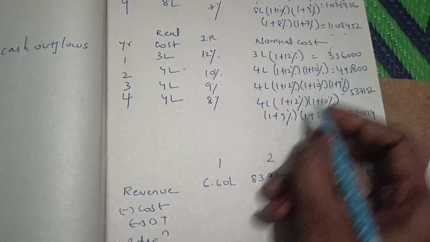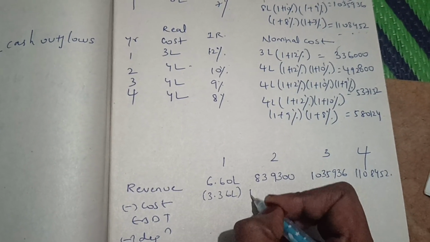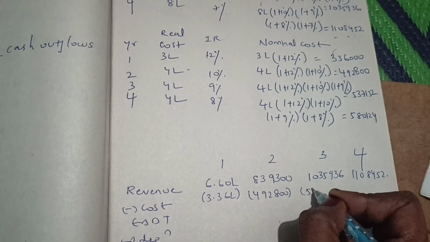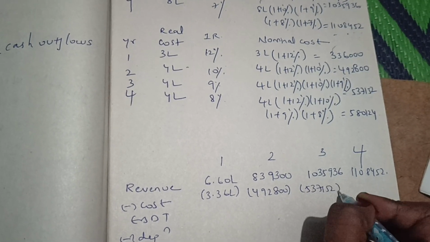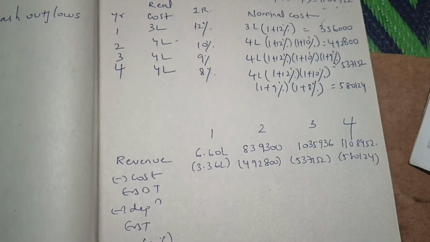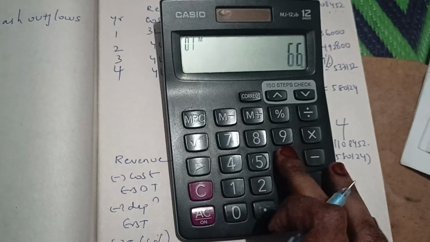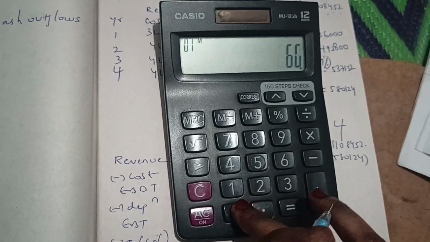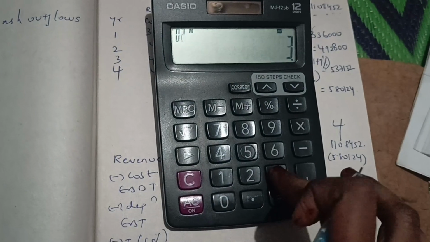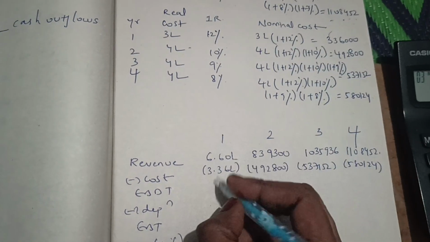And costs: 3,36,000, 4,92,800, 5,37,152, 5,80,124. Now we will be getting EBDT, that is 6,60,000 minus 3,36,000, 3,24,000.